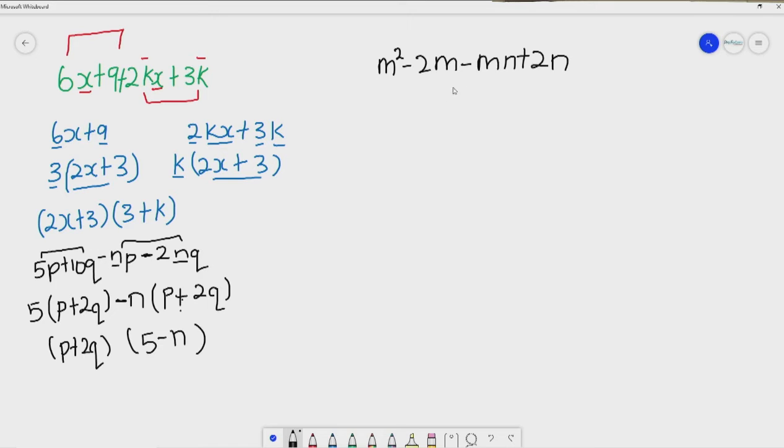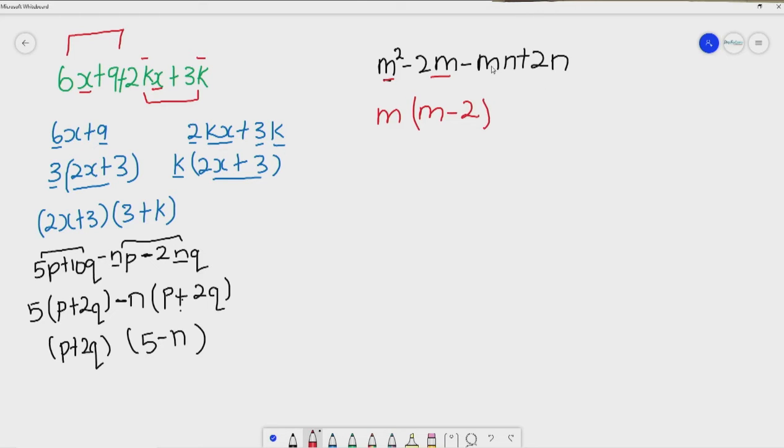Looking at the first pair, we're going to group these two and work them first. We have m squared and 2m. M is common, put that outside. Open bracket. m squared divided by m would just be m, and 2m divided by m would be 2. Because it's a subtraction sign, we have to write that back.